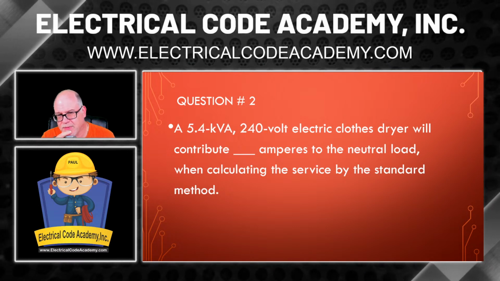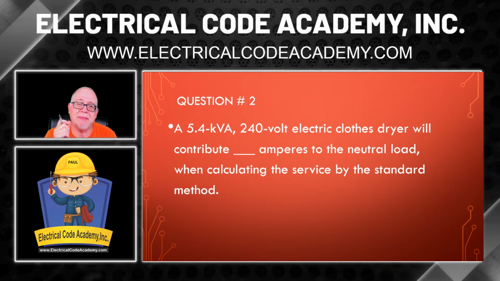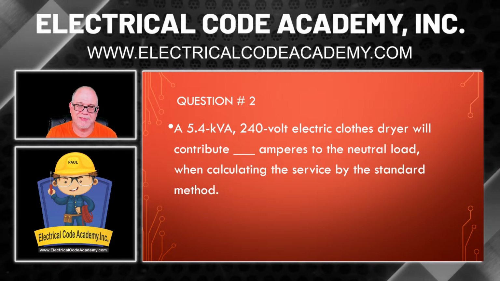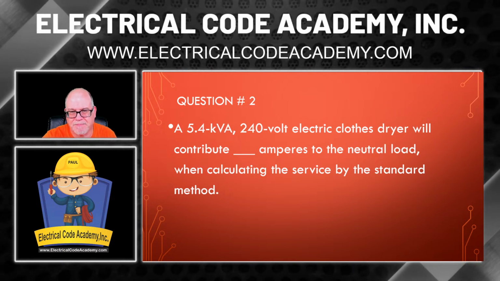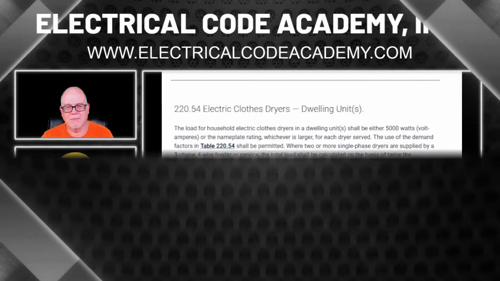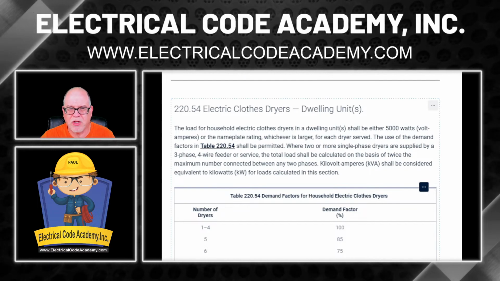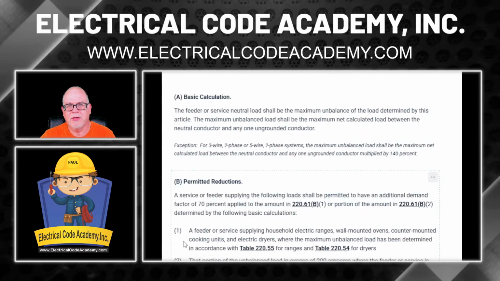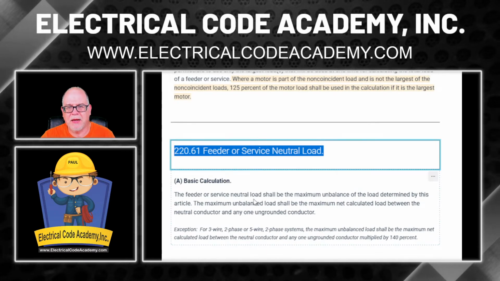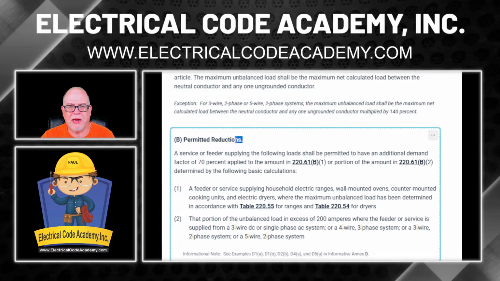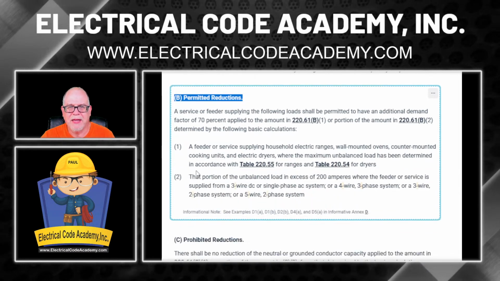Is that the answer? No, because we're allowed to apply additional demands to the neutral load. Where do you go to look for that? Let's go to the code real quick. All right, so in the code, when we're looking for neutral calculations and contributions, we're going to go down to 220.61 right here. And we're going to look and see if we get what's called a permitted reduction. So it's 220.61(B). And here's what it says.